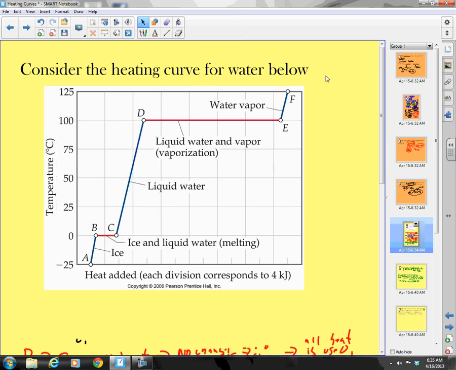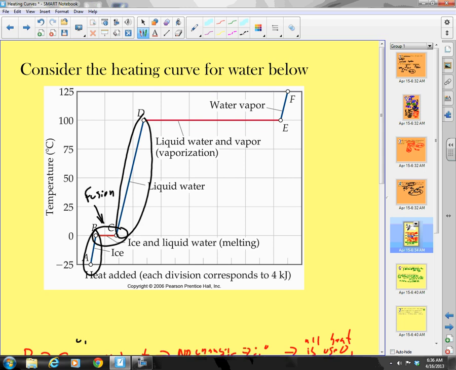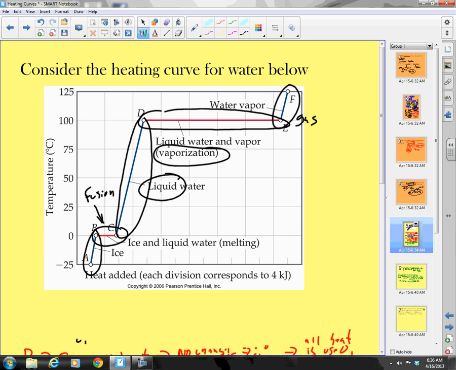Abracadabra. We were talking about this, right? And we said that in this area I have ice. In this area, what's going on? I have fusion going on, meaning I have melting. In this area, what do I have? I have liquid water. In this area, what's going on? That is vaporization. And in this area, what do I have? I have gas. And we said in each of these areas, you have to calculate the heat added in a different way. So let us jump into that question.